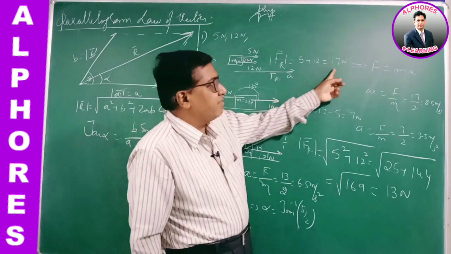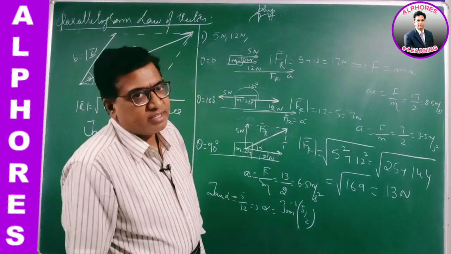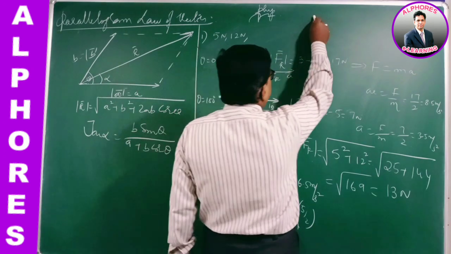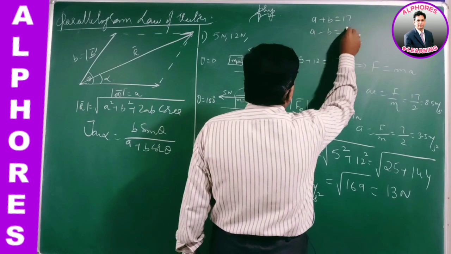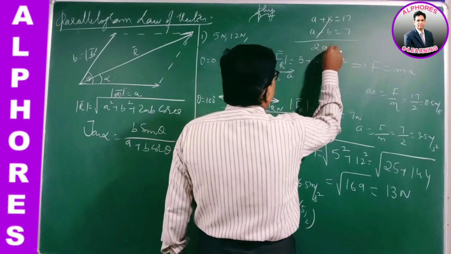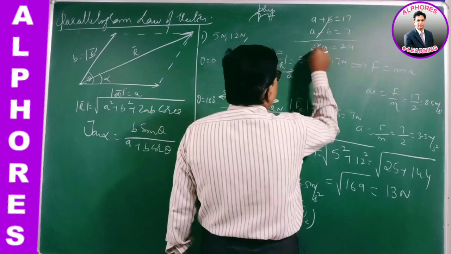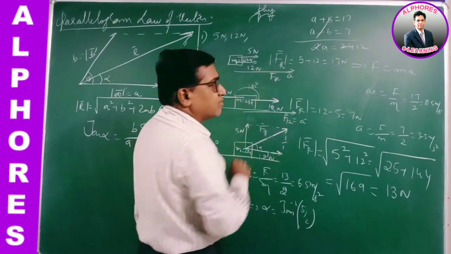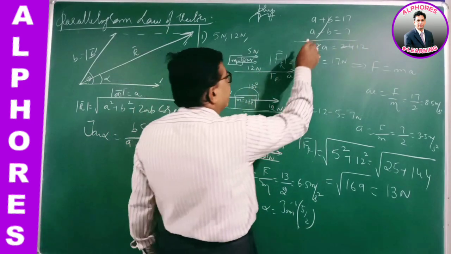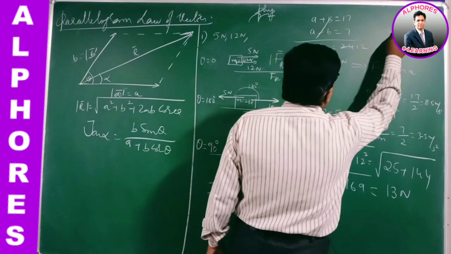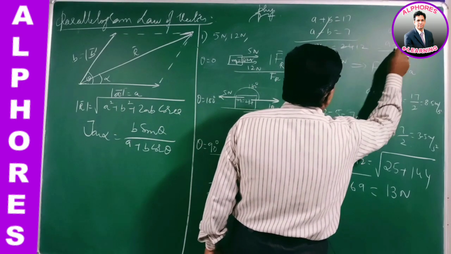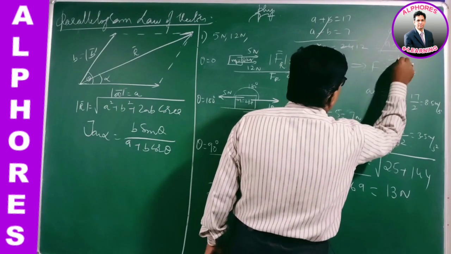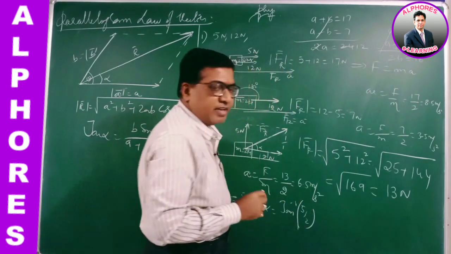When maximum is 17, minimum is 7, then what are the vectors? You know, maximum is a plus b, that is 17. Minimum is a minus b, that is 7. Add both, 2a is 24. So a is 12. So first vector is 12. When I subtract these two, a plus b is 17 and a minus b is 7. Subtract, minus plus minus, a gets cancelled. 2b is 10, b is 5.